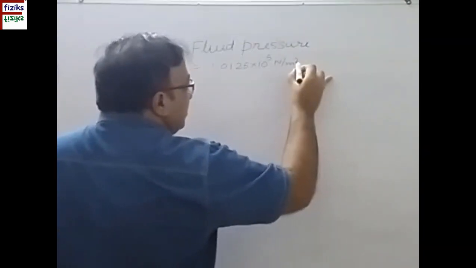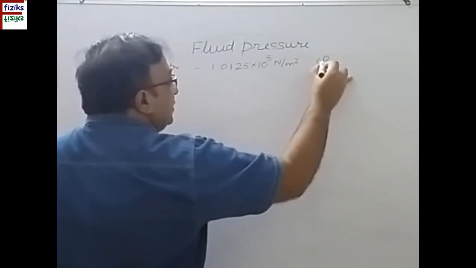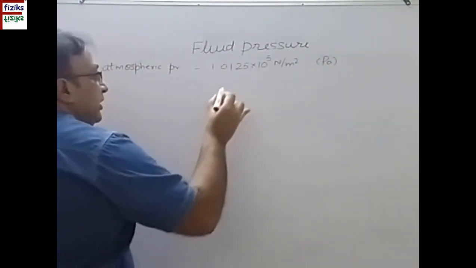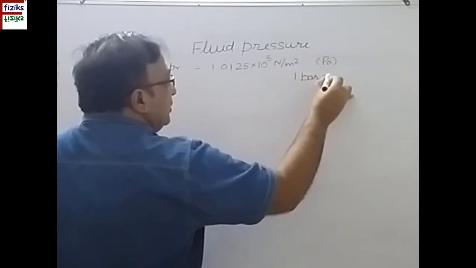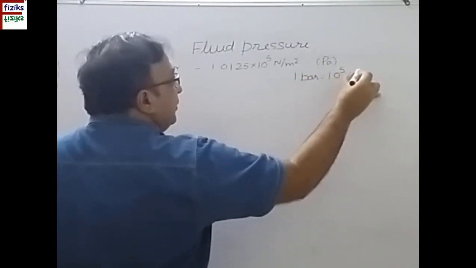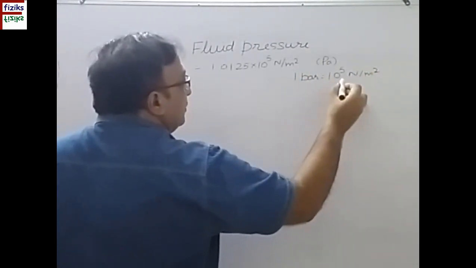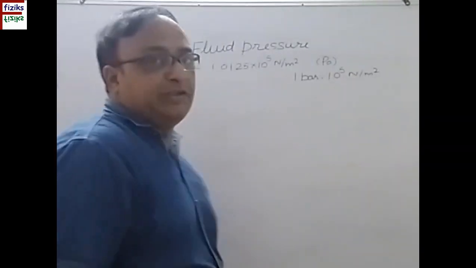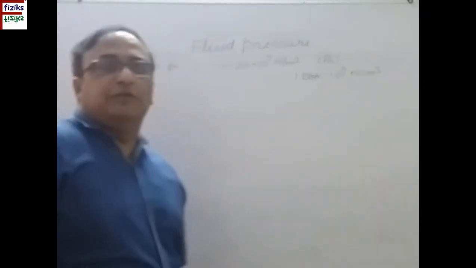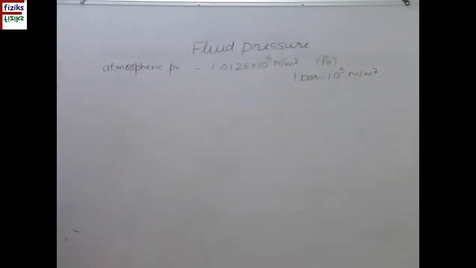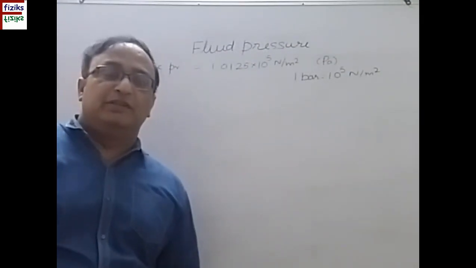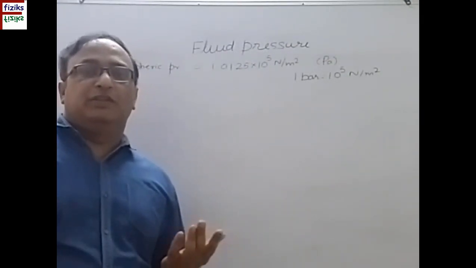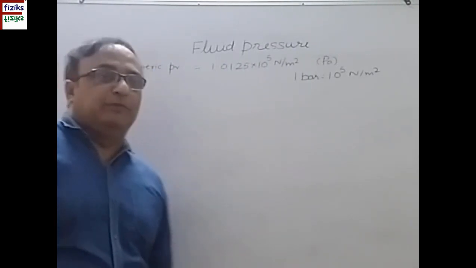The unit of pressure is Newton per meter square, also known as Pascal, and we define another unit which is 1 bar, 10 raised to the power 5 Newton per meter square. This 1 bar is used for measuring the atmospheric pressure. Bar means barometer, which is the pressure measuring device for the atmospheric pressure.